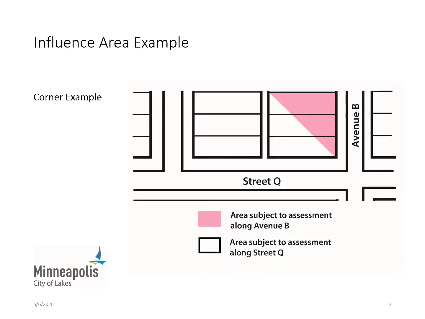So in this example of a rectangular corner property, only the relatively small pink area will factor into their assessment for Avenue B. However, they will be assessed based on the white area when Street Q is improved.